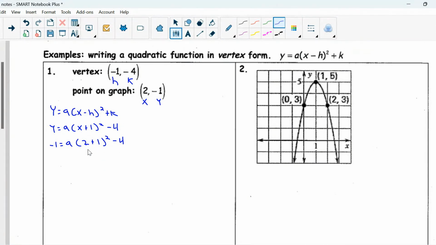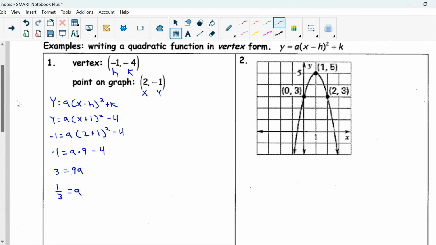Let's go ahead and solve this for a, because that's really the only variable that we're not given here. So we've got negative 1 equals a times 2 plus 1, which is 3. 3 squared is 9. So a times 9 minus 4. Let's add 4 to the other side. That gives me negative 1 plus 4, which is 3, equals 9a. Just reordering, so I have my coefficient there. Next, I'll divide by 9 on both sides. 3 divided by 9 is 1/3, which will equal a.